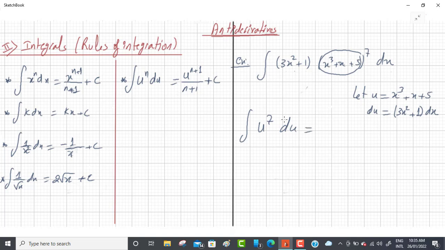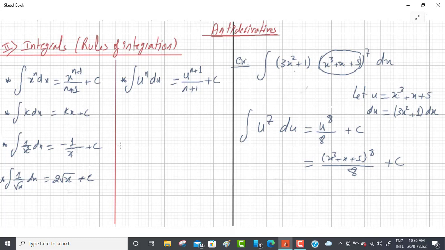According to the first formula, the first rule, it's u power 7 plus 1, which is 8, over 8 plus a constant c. You should replace u by its value. So it's x cubed plus x plus 5 by its value in terms of x, all to the power 8 over 8, plus a constant c. This is the first formula.